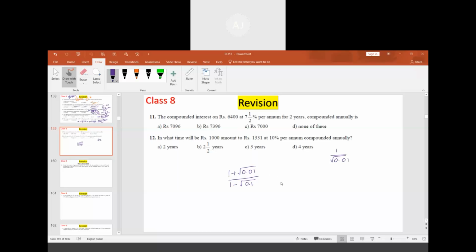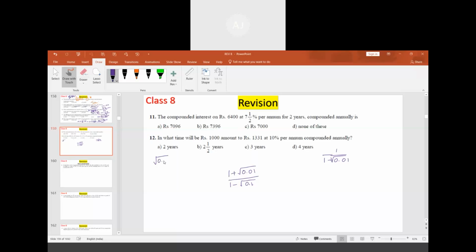How did you solve this? Sir, using the a square minus b square identity. But the numerator is 0.01, and the denominator is just 0.1. No, sir. When we solve the denominator with a square minus b square, we get 1 minus 0.01 multiplied by 1 plus 0.01, and 1 plus 0.01 cancels, sir.